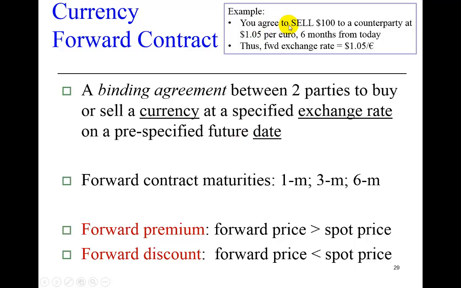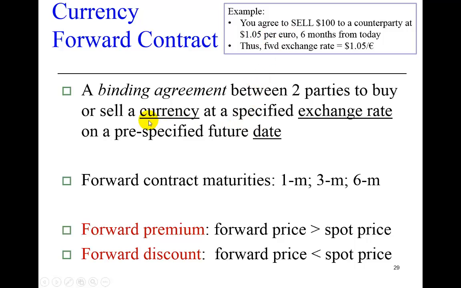As an example, you agree to sell $100 to a counterparty at the exchange rate of $1.05 per euro 6 months from today. So 6 months from today is when delivery will take place. And so the three terms of a currency forward contract are in place here.